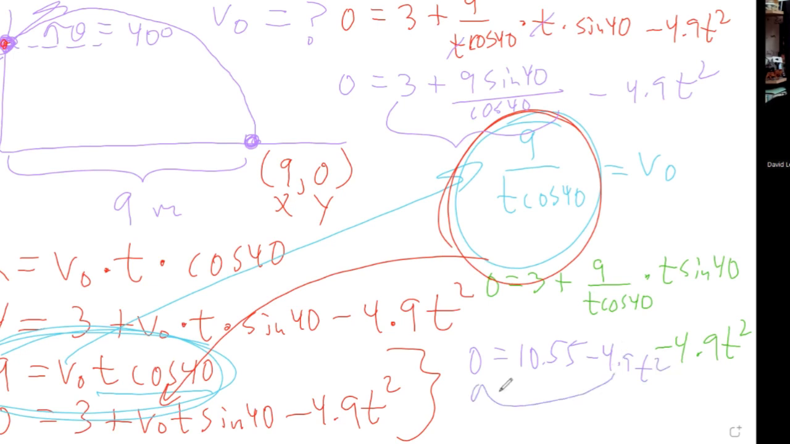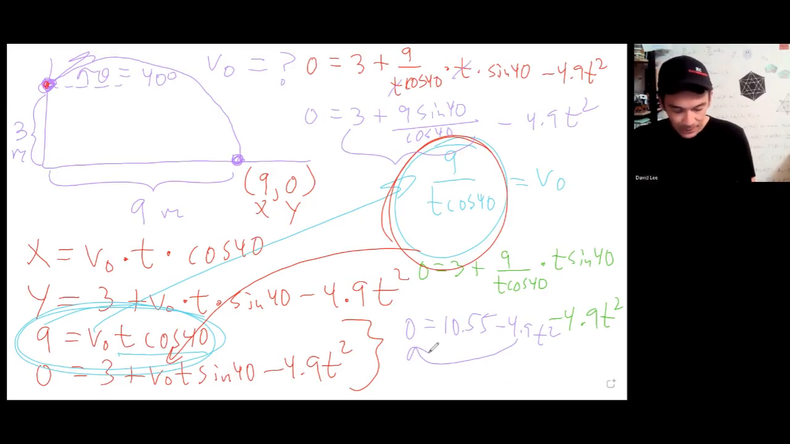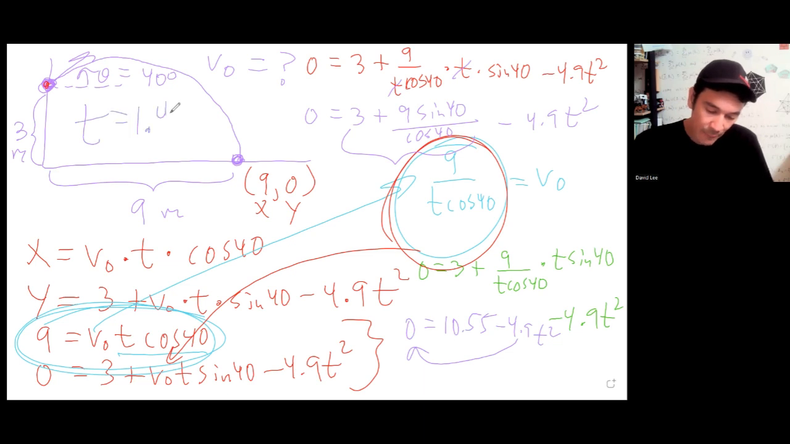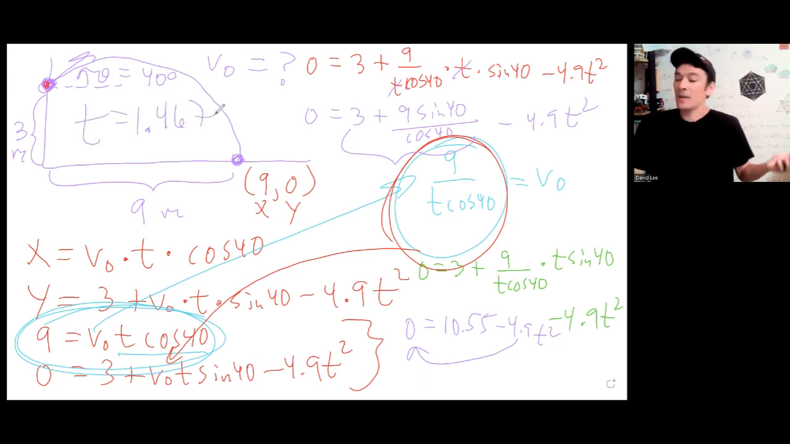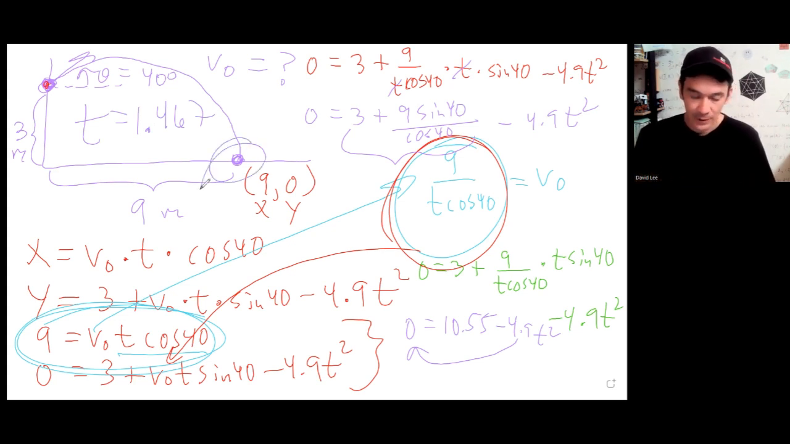You can add this term to that side, divide, square root, do the math to discover that t is about 1.467. Time equals 1.467. But what does that time represent? That's the time that it takes for the ball to hit the ground, because we plugged in 9 and 0 into this situation. 9 comma 0 is when the ball hits the ground. So the t that you discovered corresponds to this moment in time when the ball hits the ground. So the ball was airborne for 1.467 seconds.